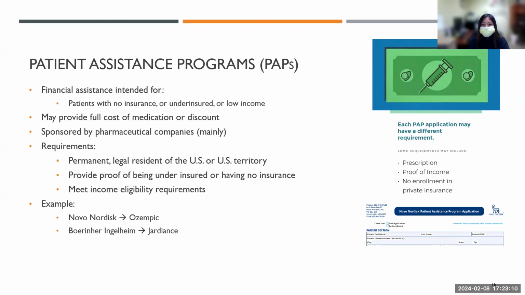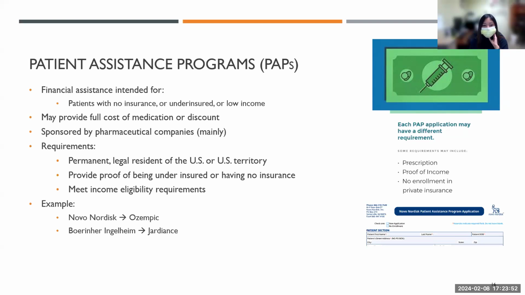Some requirements for patient assistance programs include being a permanent legal resident of the US or US territories, providing proof of being underinsured or having no insurance, as well as meeting the unique income eligibility requirements. I will say that for some of these patient assistance programs, they require an income of less than 400% of the federal income limit. I can also confirm that later on, but I would suggest, if you are interested in patient assistance programs, going to the actual manufacturer.